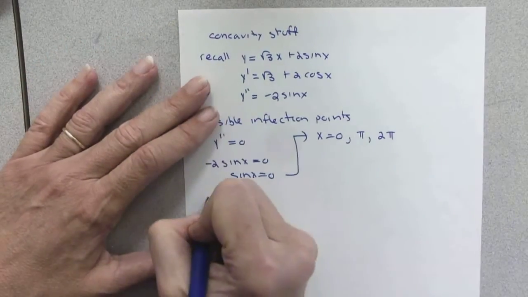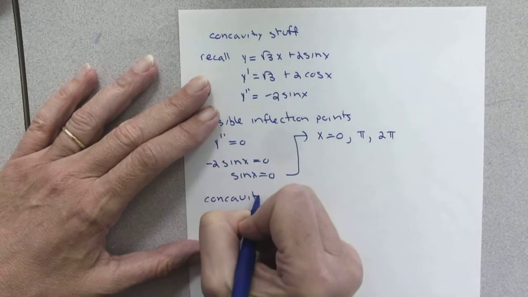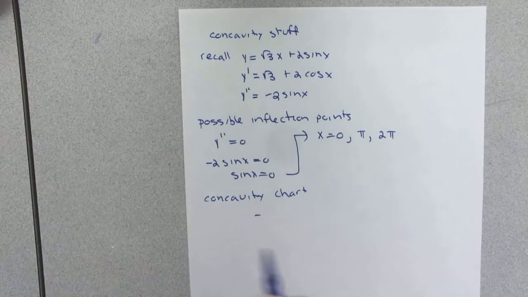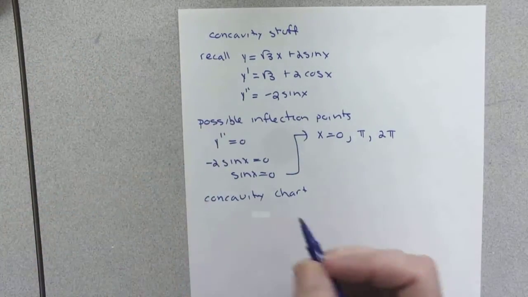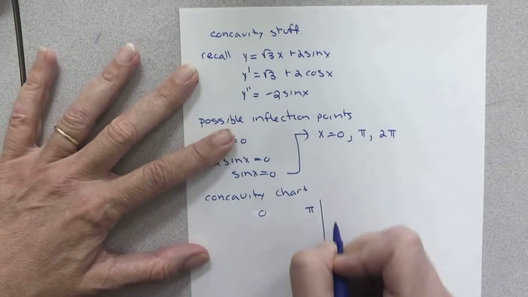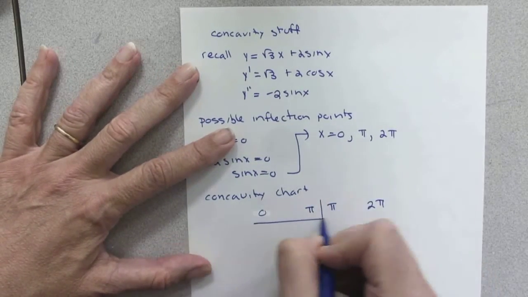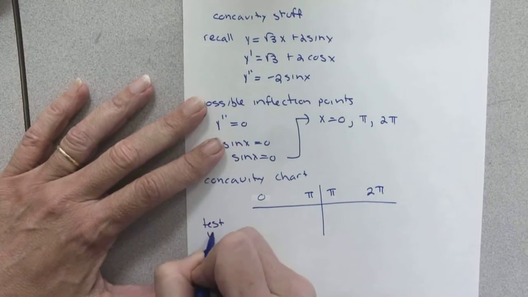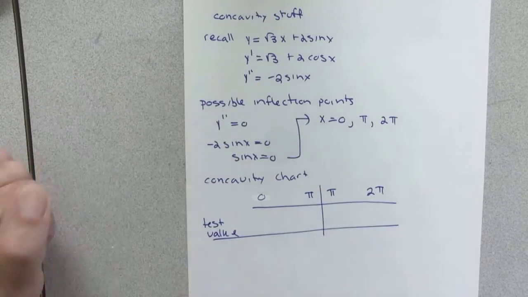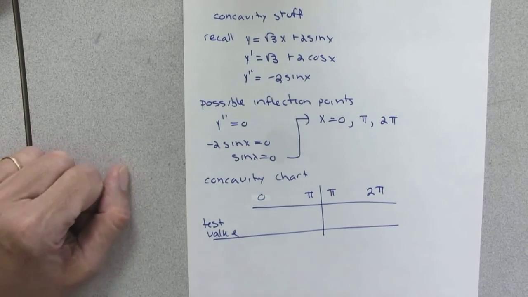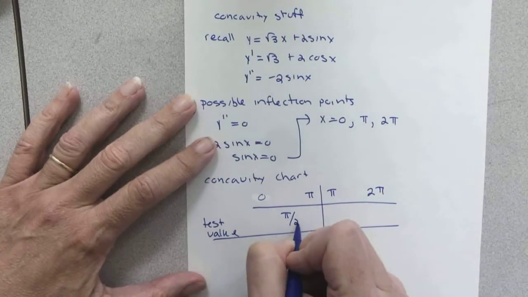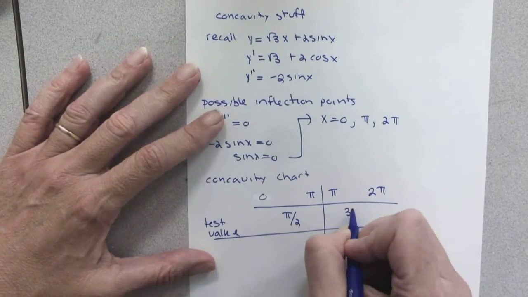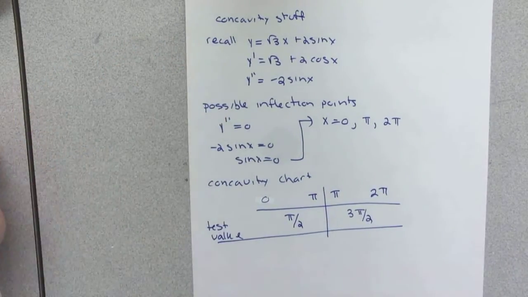Then I can make my concavity chart. I've got 0. Remember, we're on the interval from 0 to 2 pi. So I'm going to start at 0, go to pi, pi to 2 pi. So that's all I need for concavity here. Test value, anything between 0 and pi, I'm going to pick pi over 2. Anything between pi and 2 pi, I'm going to pick 3 pi over 2.